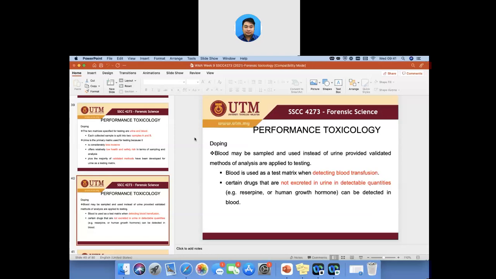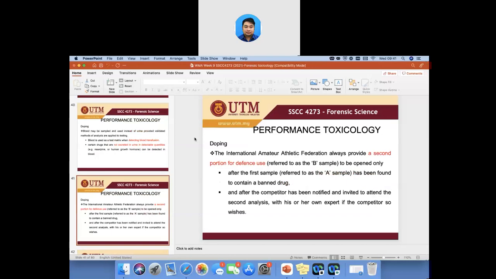Certain drugs that are not excreted in urine in detectable quantities, such as reserpine or human growth hormone, can be detected in blood. Okay, as we have learned before, urine is just for qualitative analysis, so we can just detect whether there is a presence of the drugs of abuse.